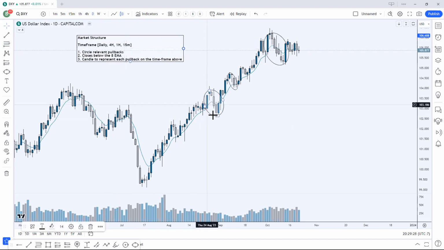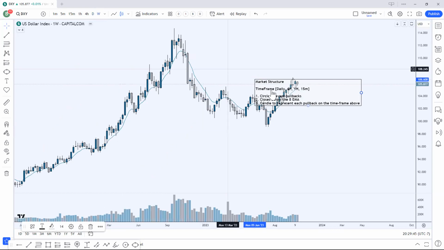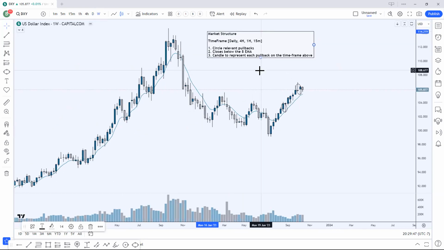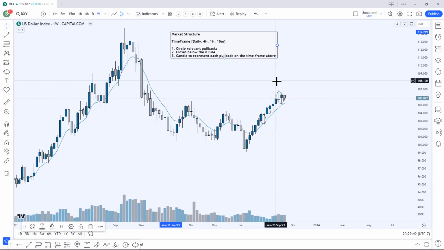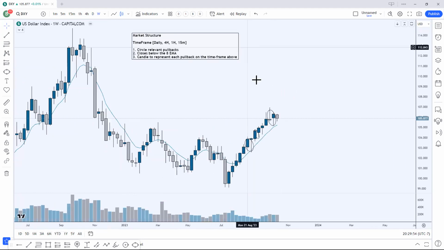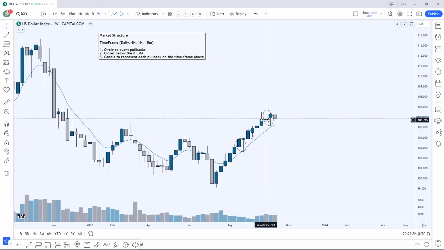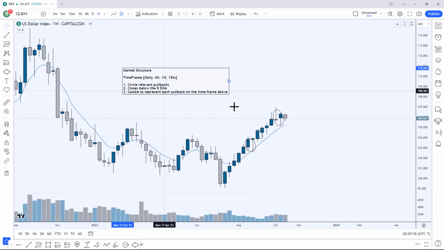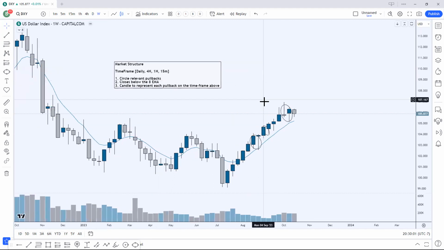Whenever you have your valid pullbacks, based off the first two rules, you're going to want to go one time frame up, which is the weekly. I know there's a 2-day, 4-day, whatever, but to validate daily market structure, you're going to go to a weekly, and what you want to see is a bearish candle for each of those pullbacks that we circled. Out of all those pullbacks that we circled, which ones have an actual bearish candle to represent that pullback?